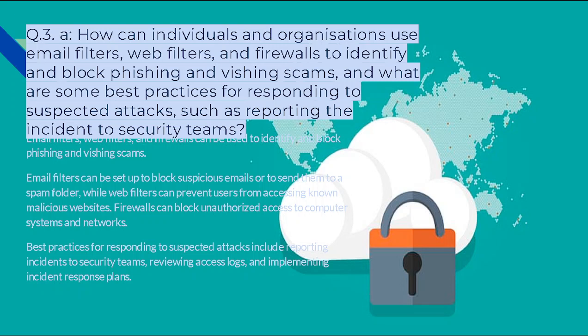Email filters can be set up to block suspicious emails or send them to a spam folder, while web filters can prevent users from accessing known malicious websites. Firewalls can block unauthorized access to computer systems and networks. Best practices for responding to suspected attacks include reporting incidents to security teams, reviewing access logs, and implementing incident response plans.